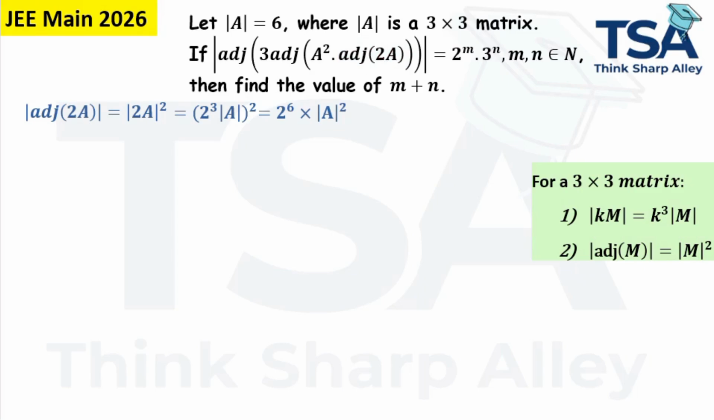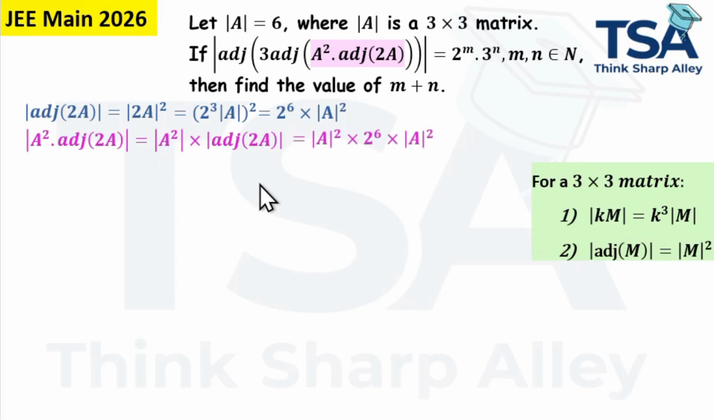Moving one layer out, we are multiplying A squared now. Now the beauty of the determinant is that they are separable, meaning the determinant of the product is the product of the determinants. So we can split this into this. Now we know determinant of A squared is the square of the determinant of A, and we already have the value of determinant of adjoint, which we have substituted in, and we got this. Now combining these two terms, our inner core is now this.